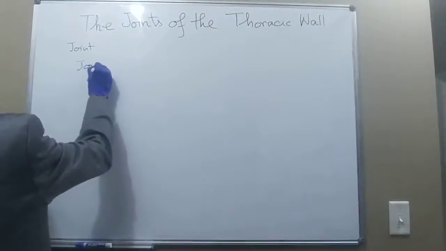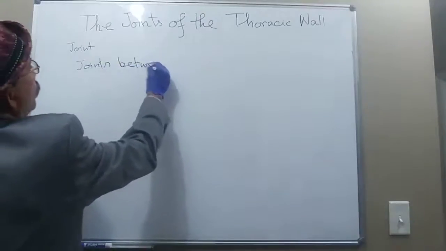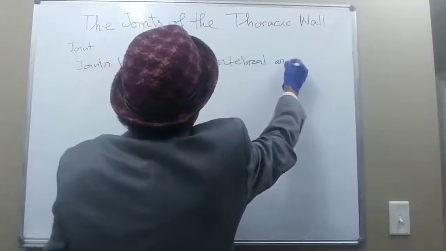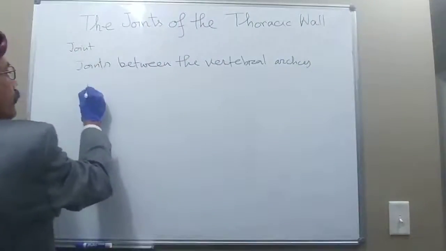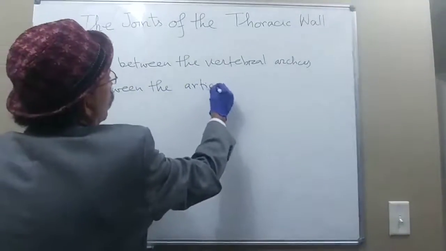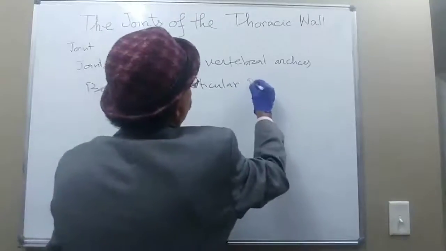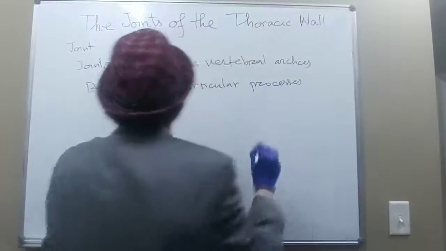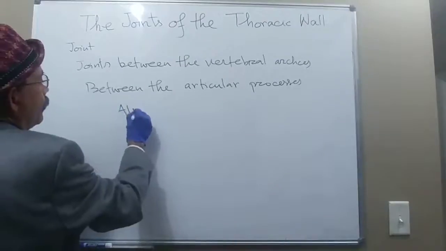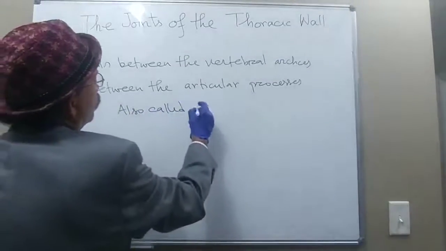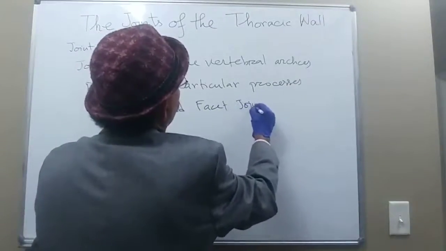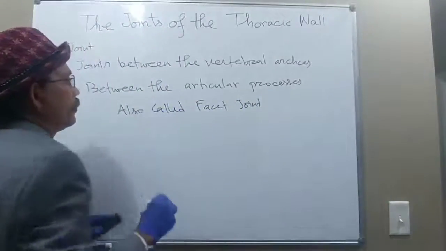Joint between the vertebral arches, that is, between the articular processes. It is also called the facet joint.